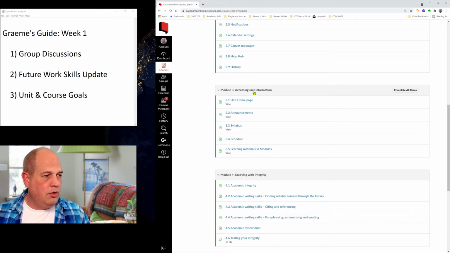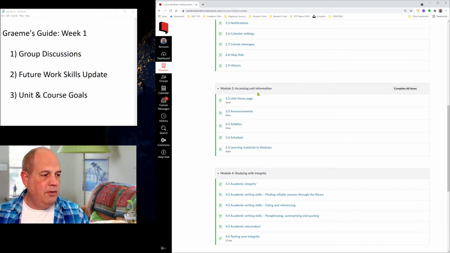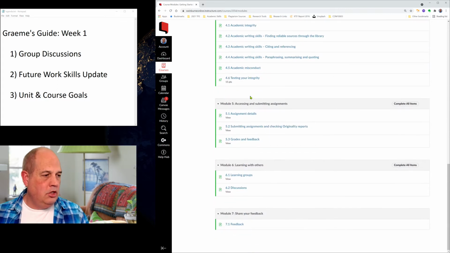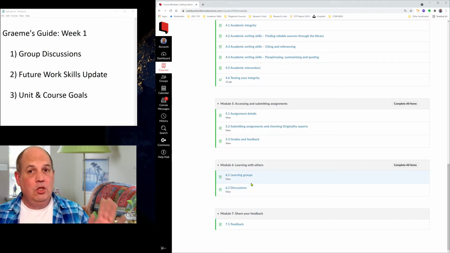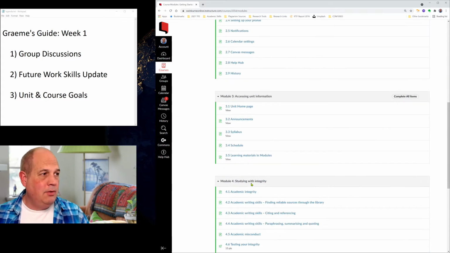In addition to Module 3, Accessing Unit Information, also go down to Module 6, where it shows you how to access the learning groups and the group discussions. If you have not found the learning groups and the group discussions, you are missing out. That's where all the action happens.